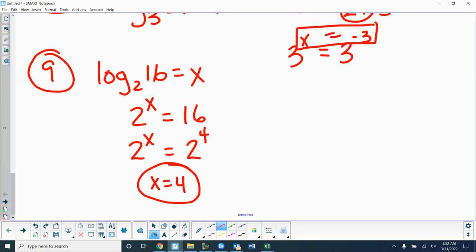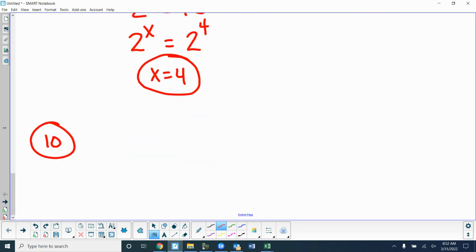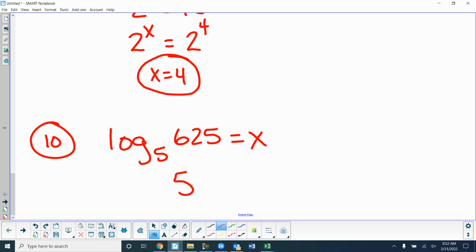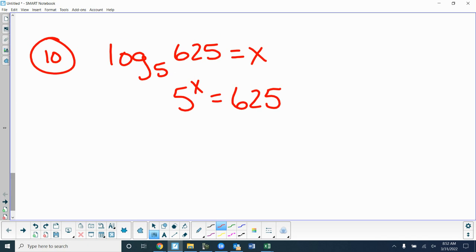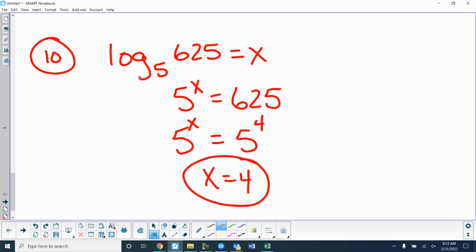And the last one. Log base 5 of 625. Remember, we add in the equals x. So we rewrite it as 5 to what power is 625. Can I write 625 with a base of 5? Yeah. 5 to the what? 4. So that means x is 4 for number 10 also. Okay?